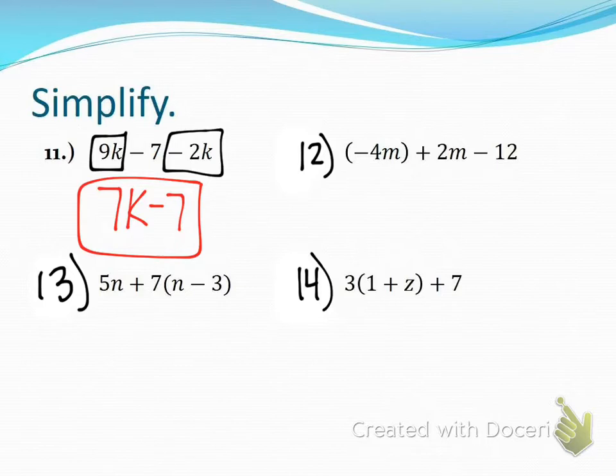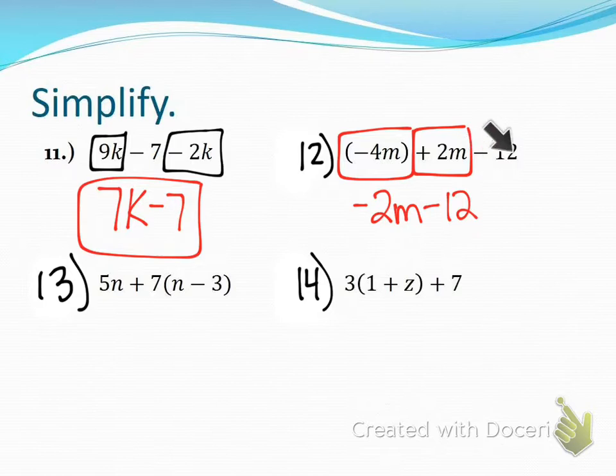Good. The m terms are combining. What do we get when we combine them? M, good. What comes after it? The negative 12. Okay, if there's nothing to combine with the minus 12, it just drops down to be part of your answer. And then we're done with that problem.